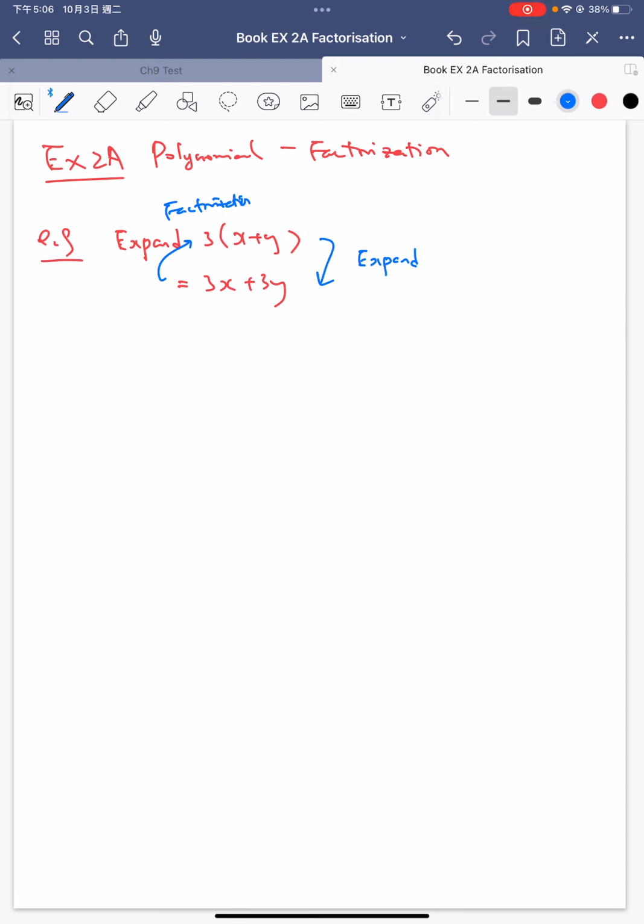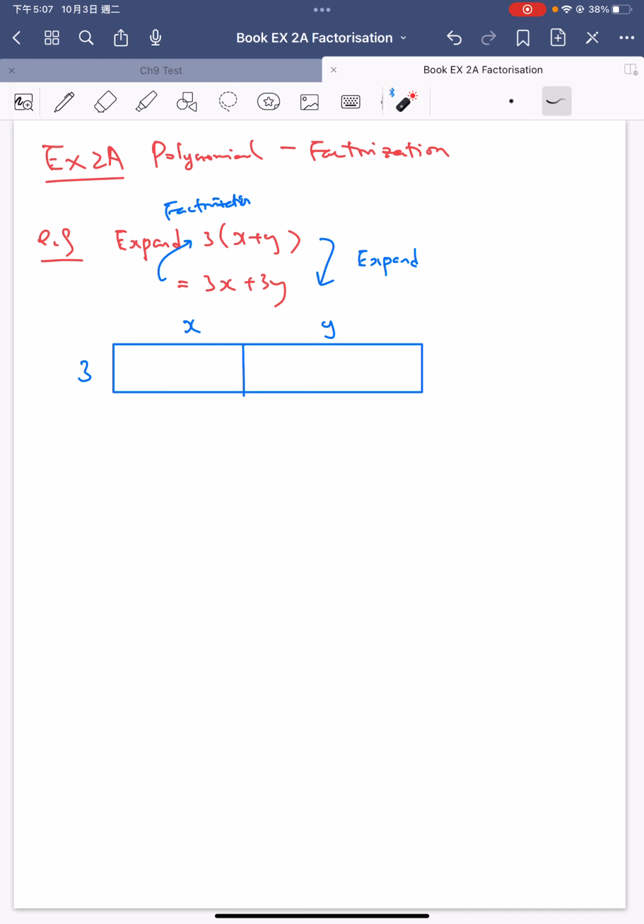Actually, we can still use a graphical method to illustrate this part. This is a rectangle. Say this length is x, this length is y, and the height is 3. If we consider this as two parts of the rectangle, this is our first part, this is our second part. The area of the first part is 3 times x, and the area of the second part is 3y.